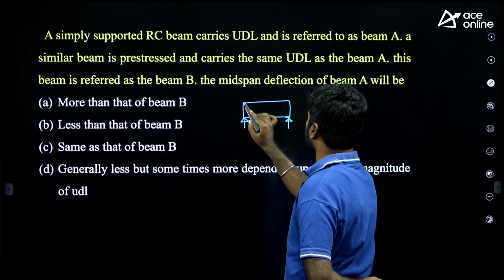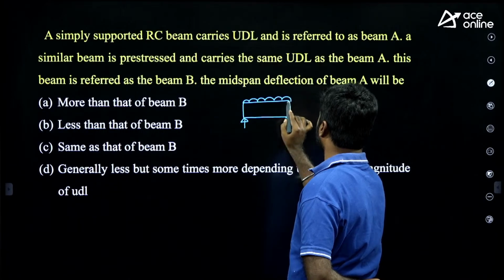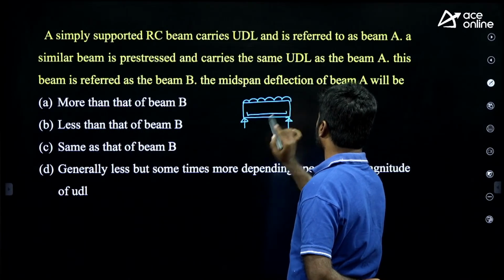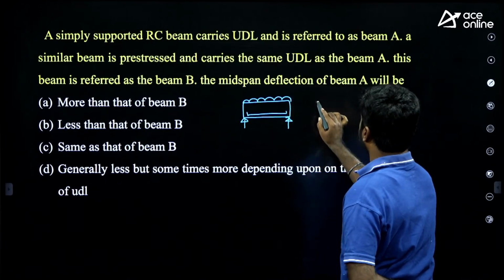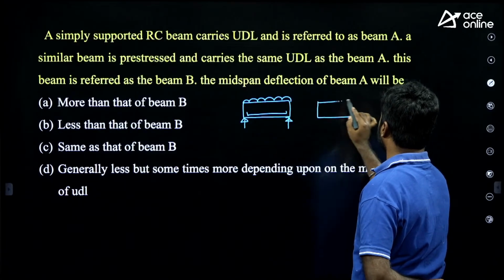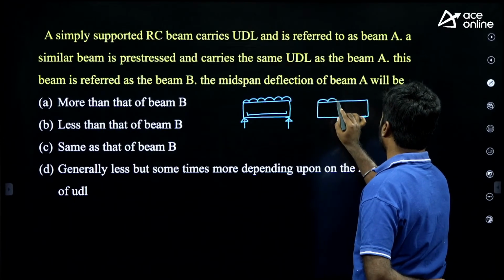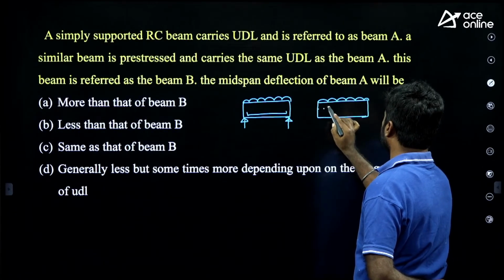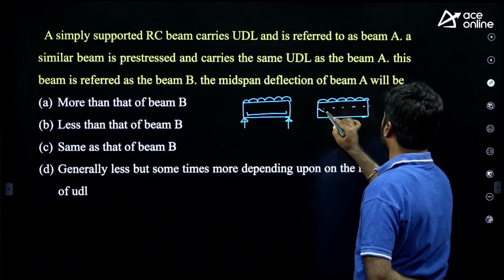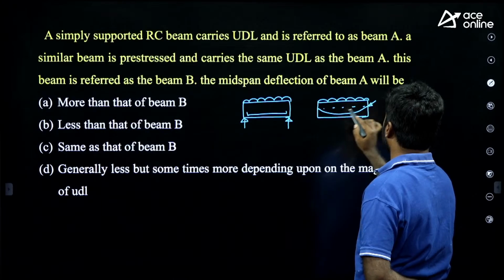It is subjected to a uniformly distributed load. Now, the same simply supported beam, same size, same load also, but it is a pre-stressed concrete beam. It is not RCC, it is a pre-stressed concrete beam.